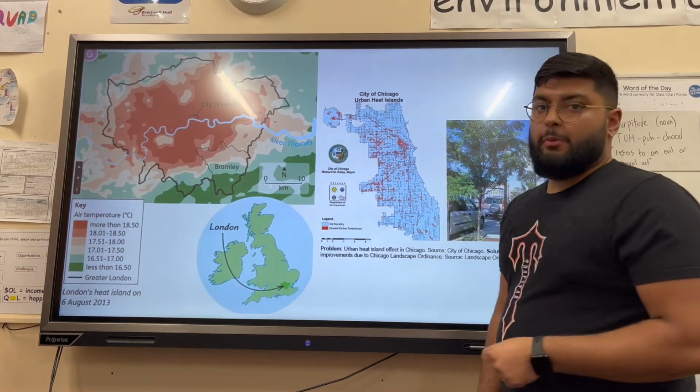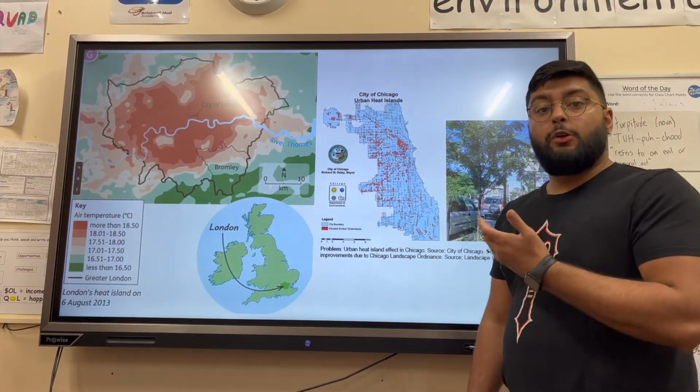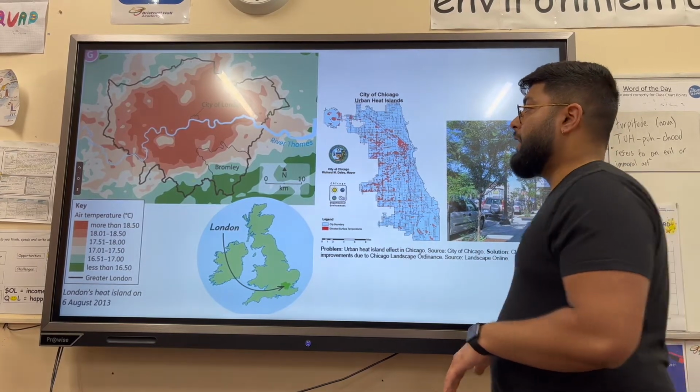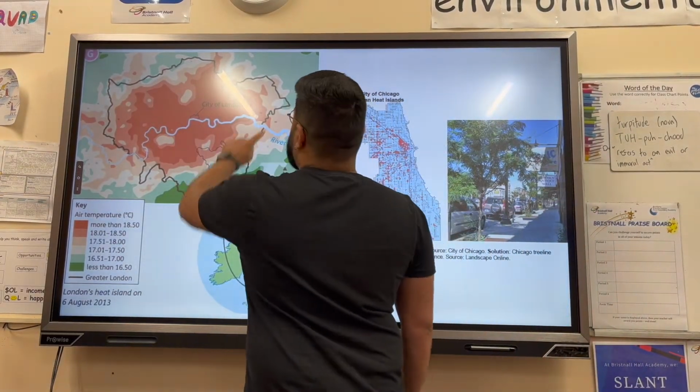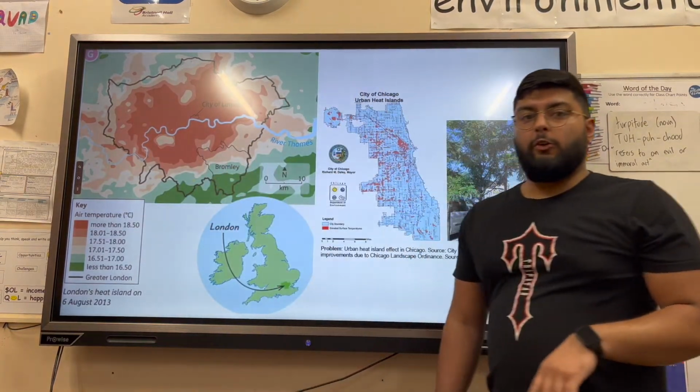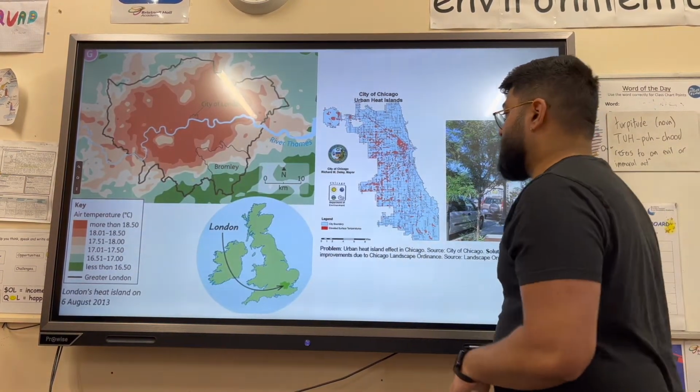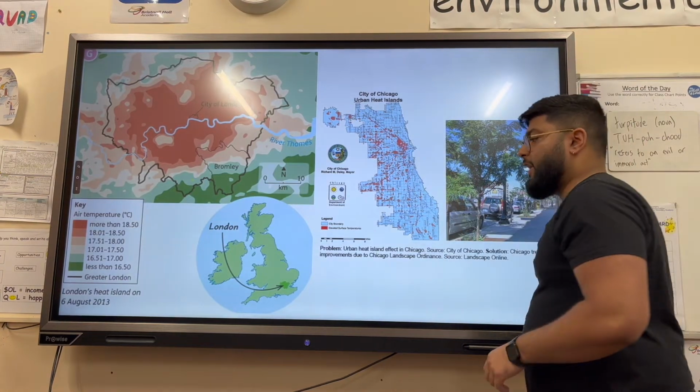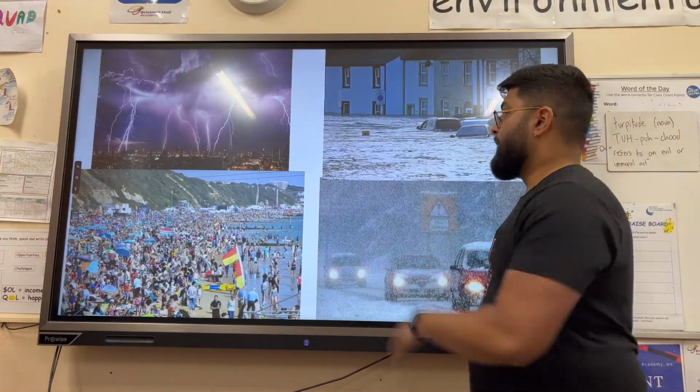This can lead to the urban heat island effect, so all those buildings, all those cars, all that concrete giving off heat means that the city of London, as you can see from this choropleth map, is much warmer than the surrounding rural area because of all the concrete, the buildings and the vehicles. We also see a similar effect in Chicago in North America.